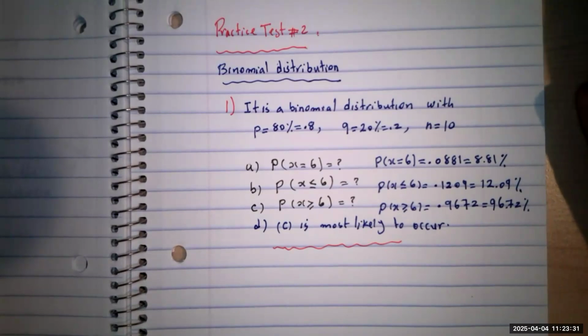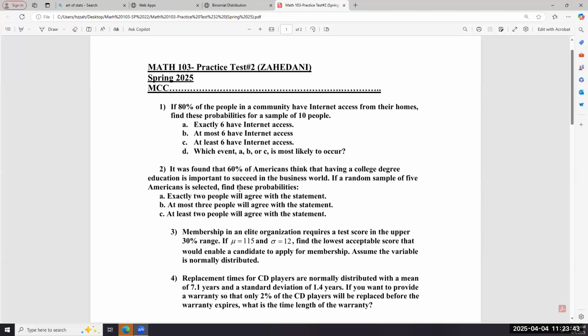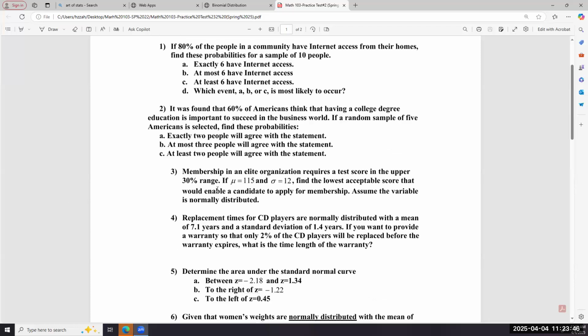And I share it with you. So that would be our problem number 2 here. Okay, problem number 2, again, you read it, you realize it's a binomial case. It was found that 60% of Americans think that having a college degree education is important to succeed in business. If a random sample of 5 Americans is selected, find these probabilities: exactly 2 people will agree with the statement, at most 3, at least 2.